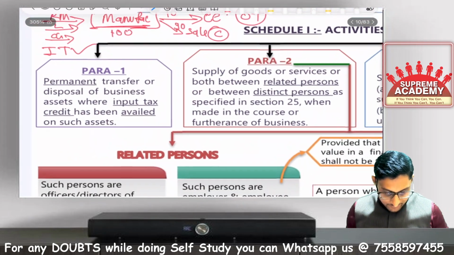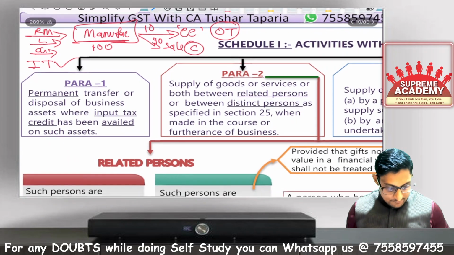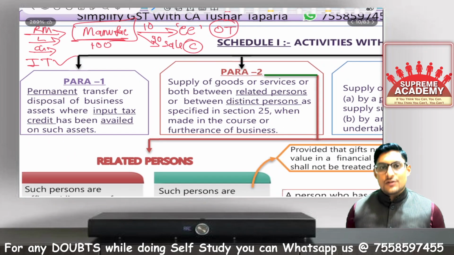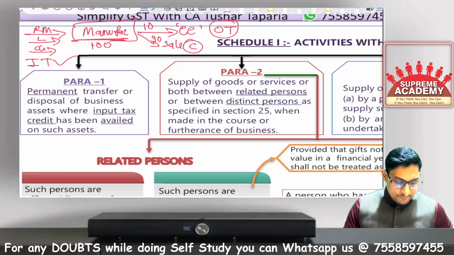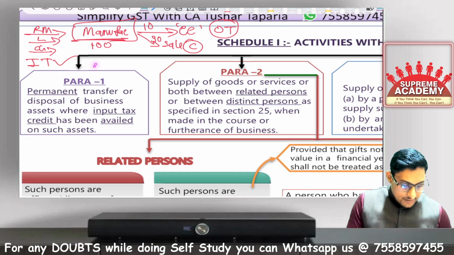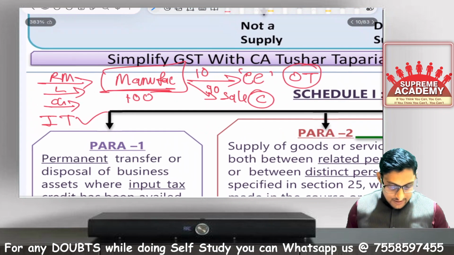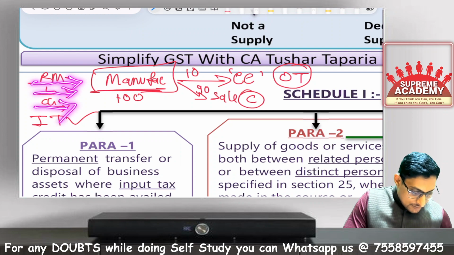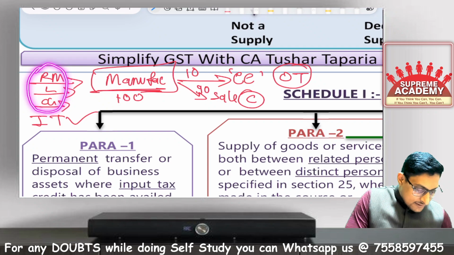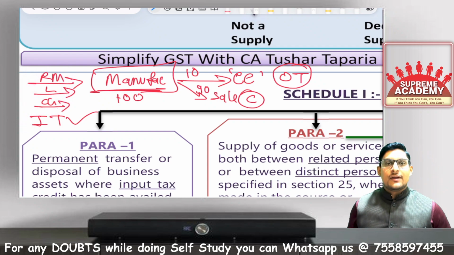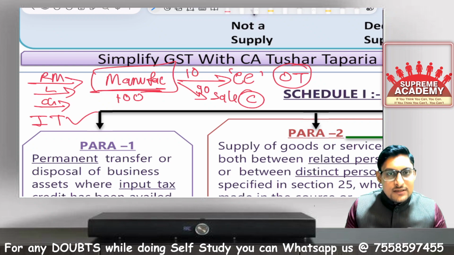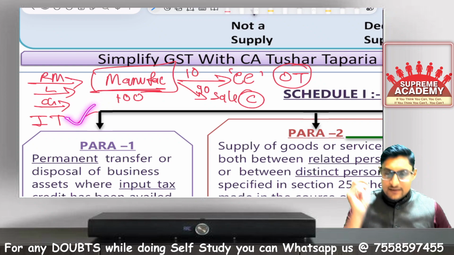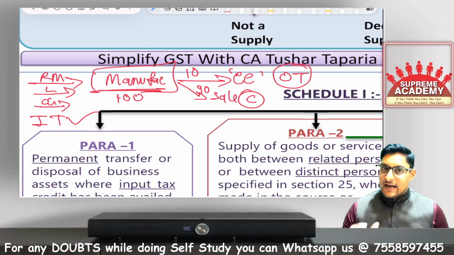Now, coming towards para 1. Permanent transfer or disposal of business asset where ITC has been availed. For example, I am a manufacturer of laptops. I have purchased raw material, I have paid the laborers, I purchased capital goods, and on all these three things, I have paid input tax. It means input tax credit.